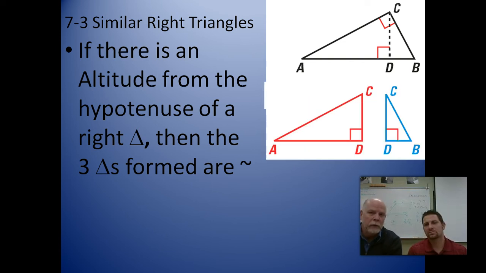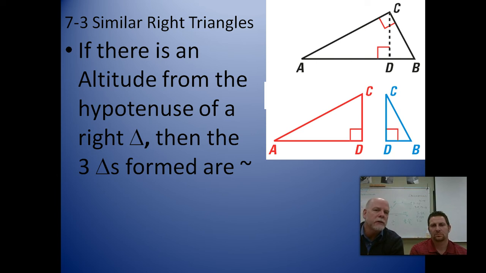The small one, triangle DBC, on the right-hand side, and then kind of a medium-sized triangle on the left-hand side, triangle ADC, and then don't forget the original. The original triangle is triangle ABC. And all three of those triangles end up being similar to each other when you cut it with that altitude.